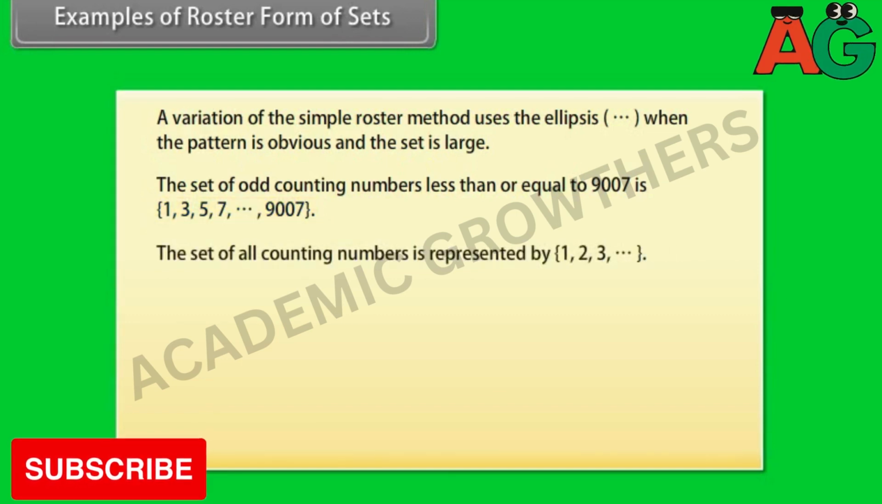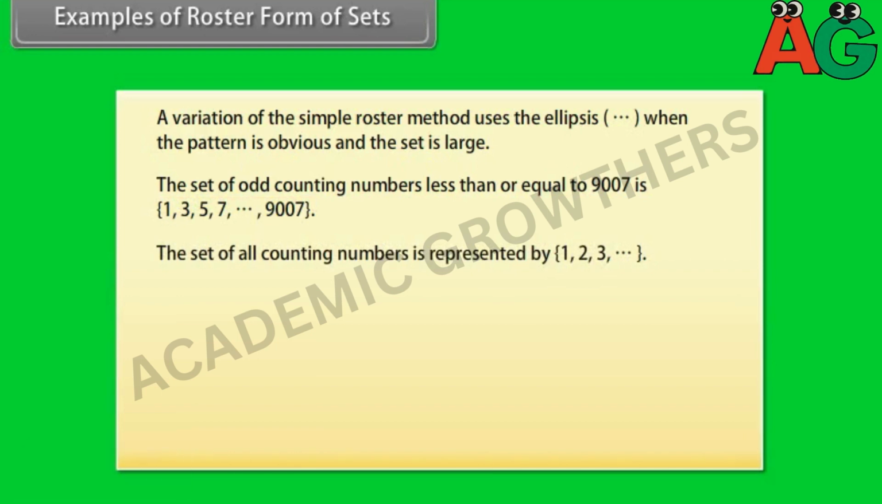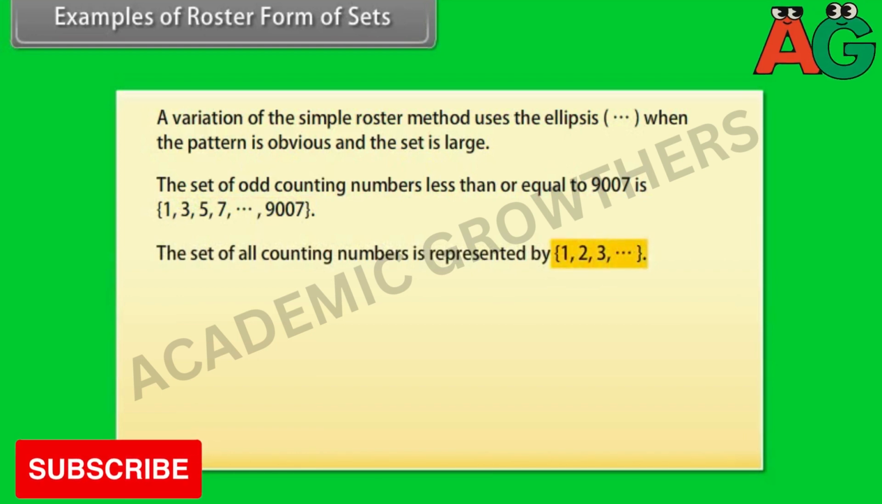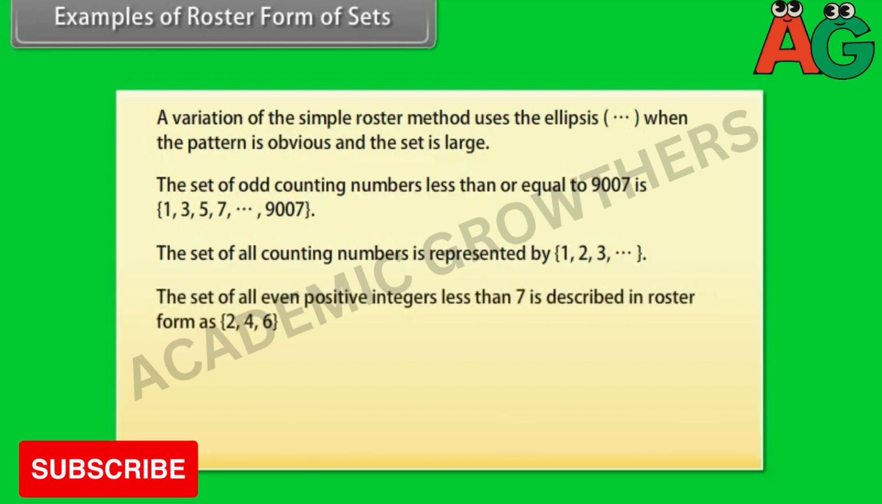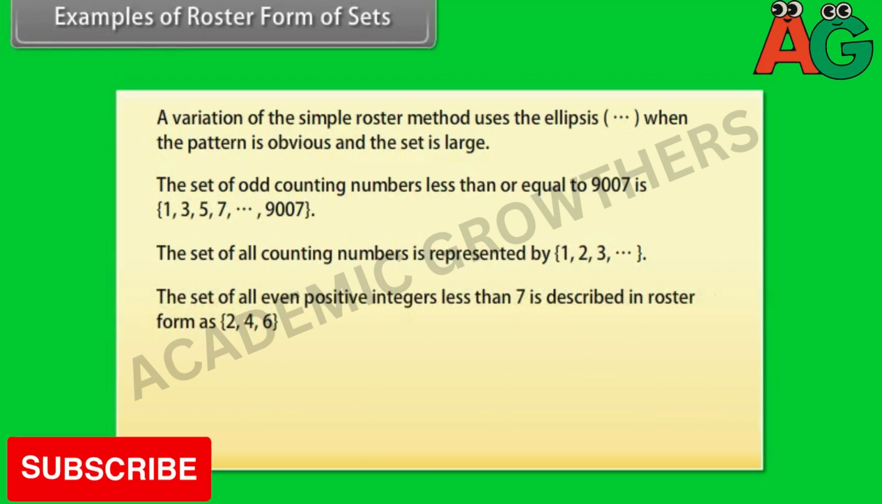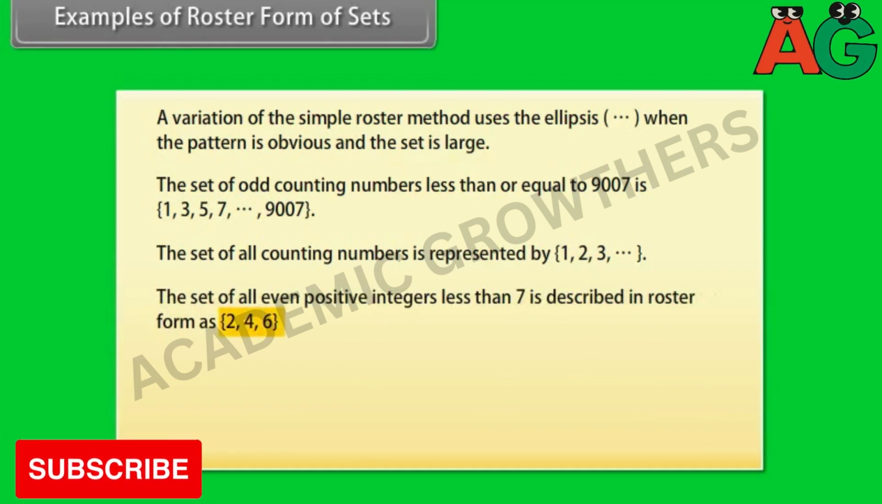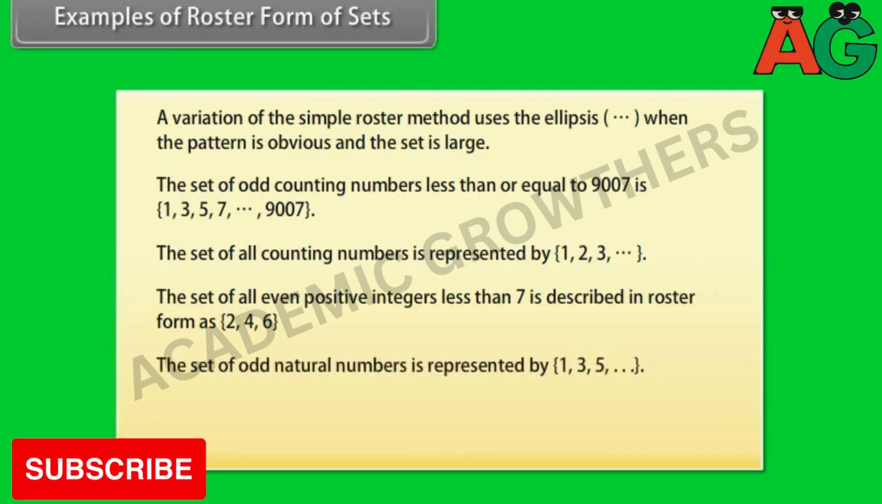Set of all counting numbers is represented by {1, 2, 3, ...}. The set of all even positive integers less than 7 is described in the roster form as {2, 4, 6}. The set of odd natural numbers is represented by {1, 3, 5, ...}.